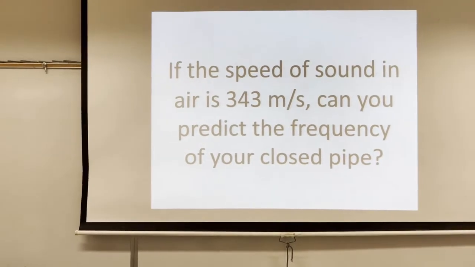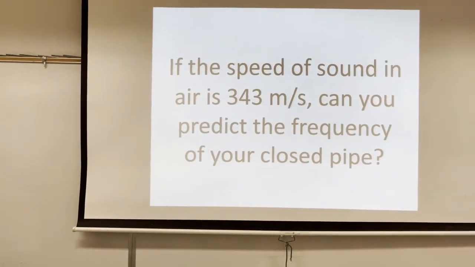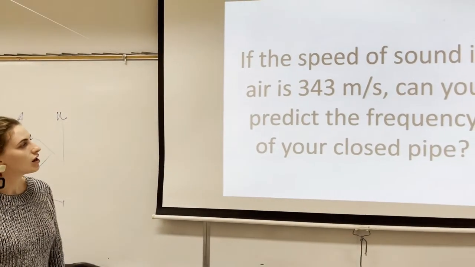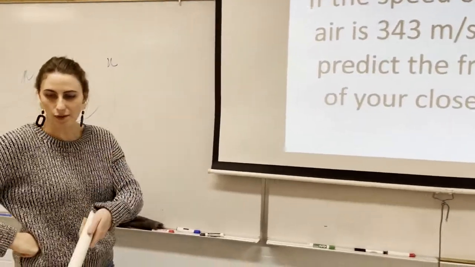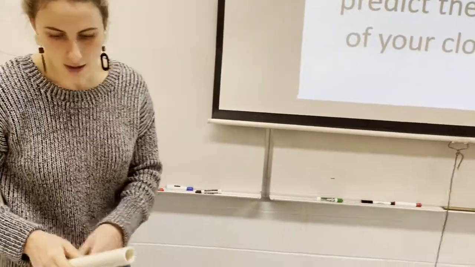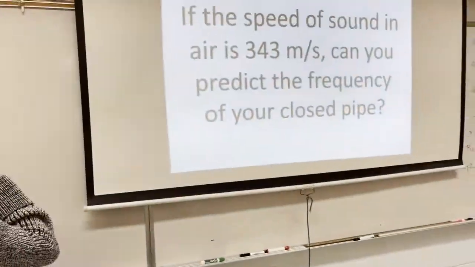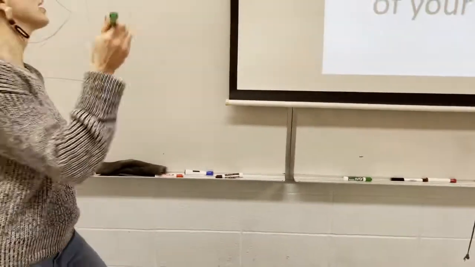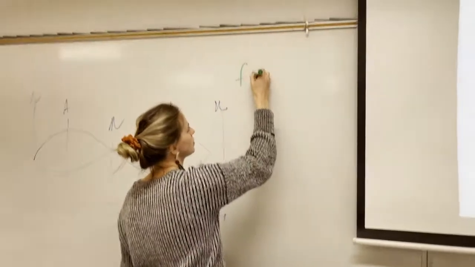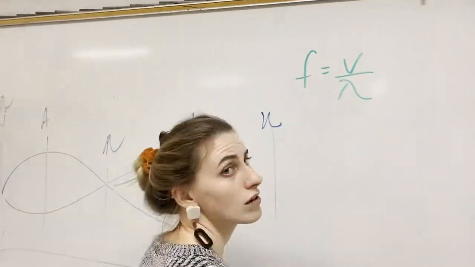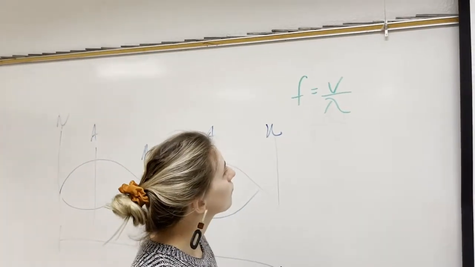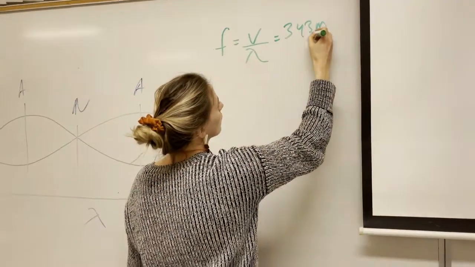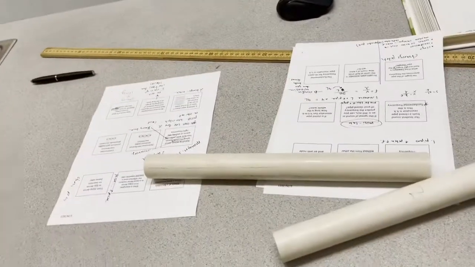If the speed of sound in air is 343 meters per second, can you predict the frequency of your closed pipe? We'll use this one. So first of all, where am I going with this? If I want to find the frequency, that's going to be this equation right here: velocity divided by the wavelength. So the velocity of air is 340. Let's say we considered the wavelength was the length of the pipe.